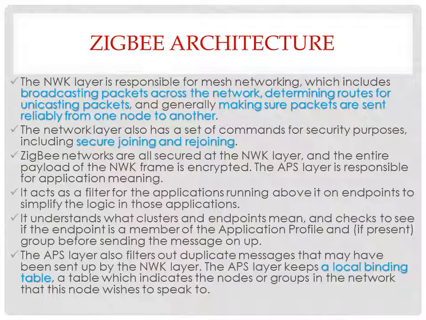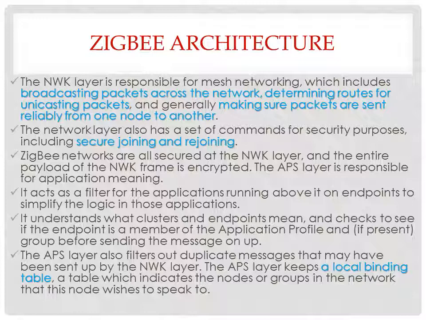The NWK layer is responsible for mesh networking, which includes broadcasting packets across the network, determining routes for unicasting packets, and generally making sure packets are sent reliably from one node to another node. The network layer also has a set of commands for security purposes, including secure joining and rejoining. ZigBee networks are all secured at the NWK layer, and the entire payload of the NWK frame is encrypted.